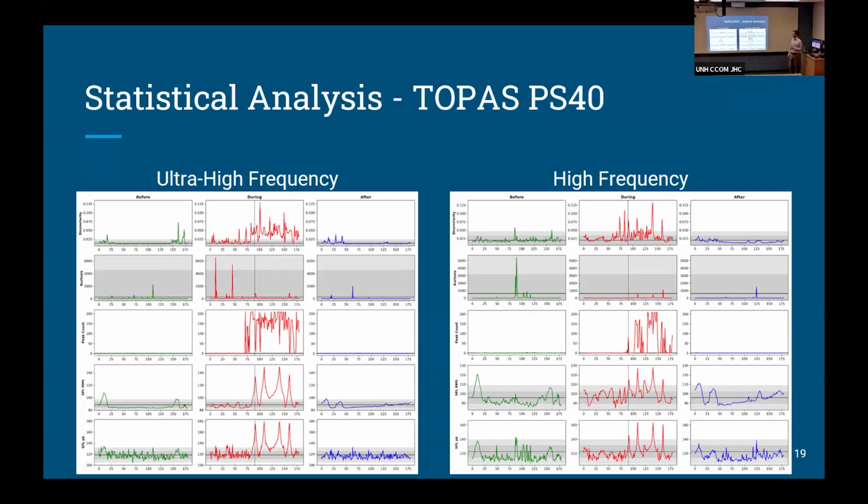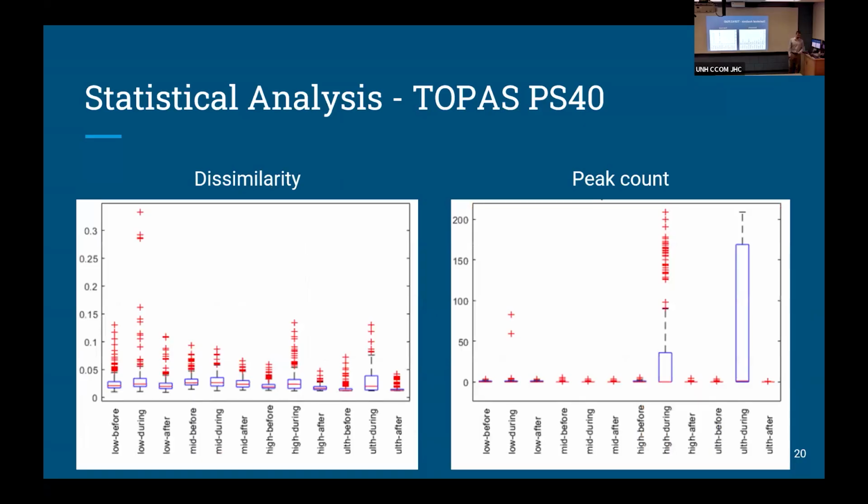Not too much crazier than the ultra high frequency. Box and whisker plots were a great way to find general trends. So during exposure, you see some more outliers in the data set, especially in peak count. You can see at the high and ultra high frequency, some very high values corresponding there. Not so much in the other metrics for that.